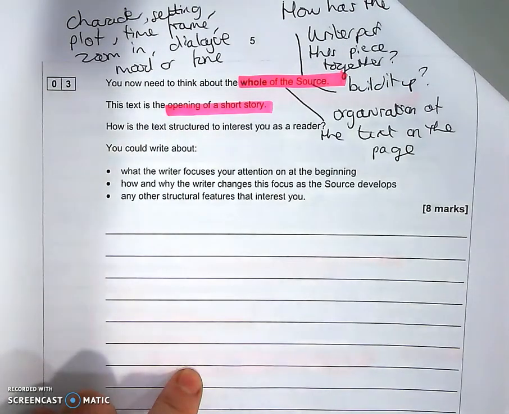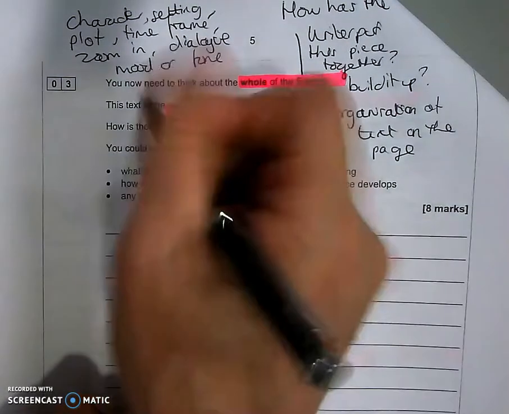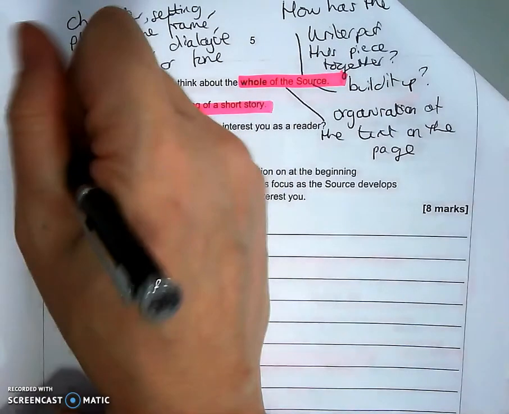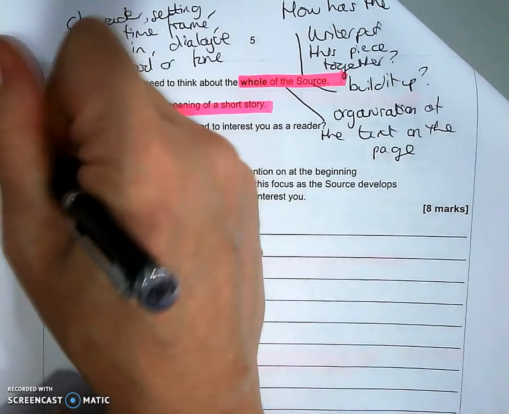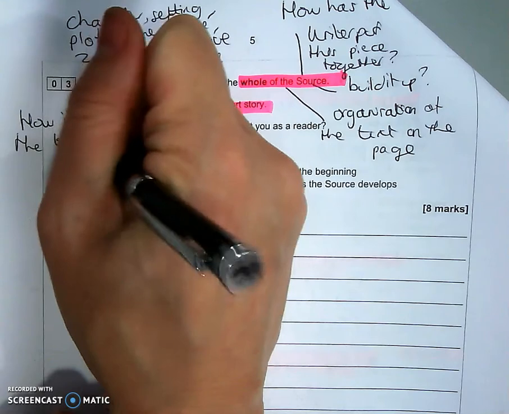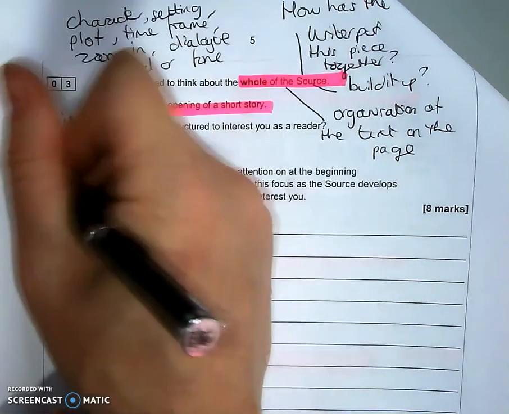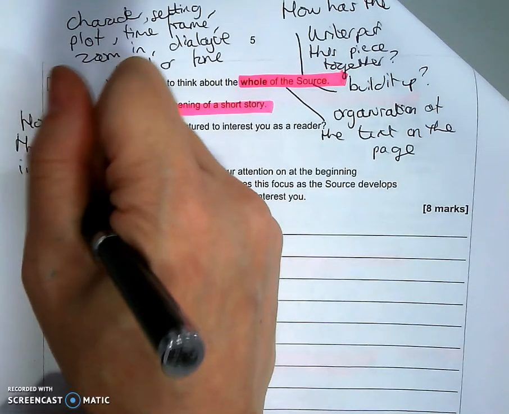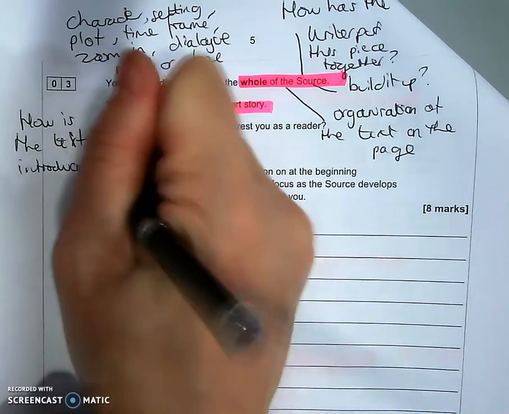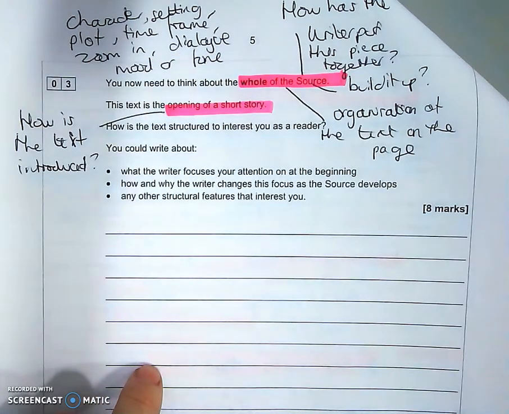The text is the opening of a short story. That in itself, okay, gives us some clues. How is the text introduced? Now, any writer knows that if they're going to have some impact with their text, if people are going to carry on reading it, they're going to have to probably introduce their text in an unusual and exciting way. So that gives you a little bit of a clue, the opening.